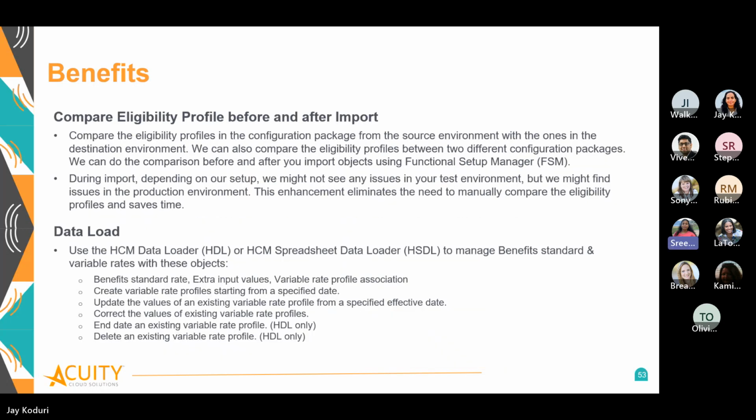Another feature that has come in this new release is the comparison of eligibility profiles between various zones. The system can do the comparison, so you can eliminate the need to manually compare them, and this can be a lot of time saver. And also on the benefits data loader side, we have quite a few objects that have been enabled or extended to be able to automate it.